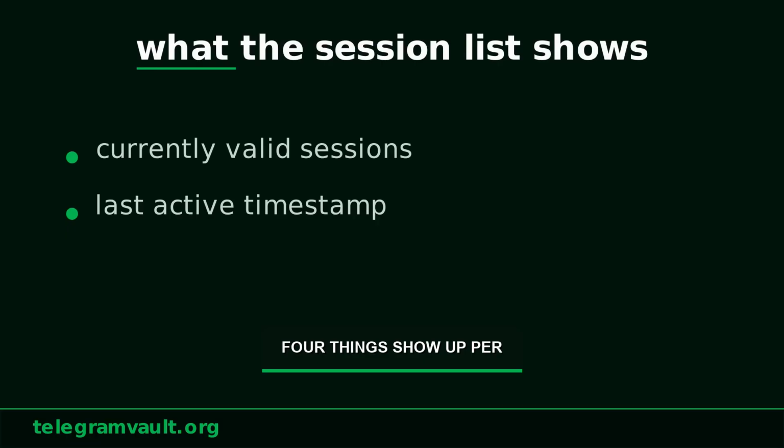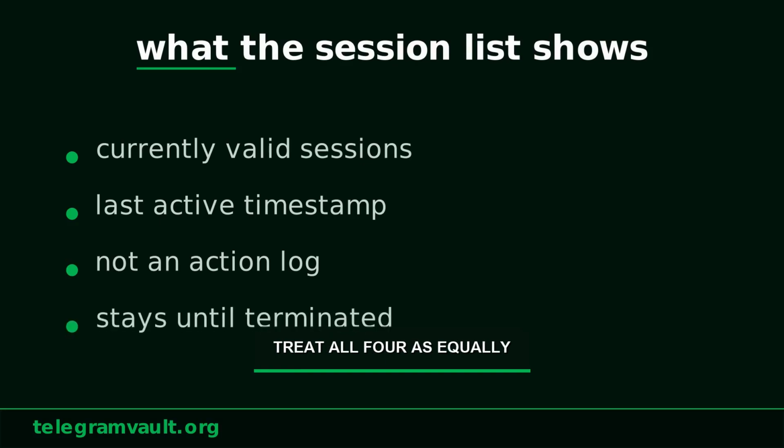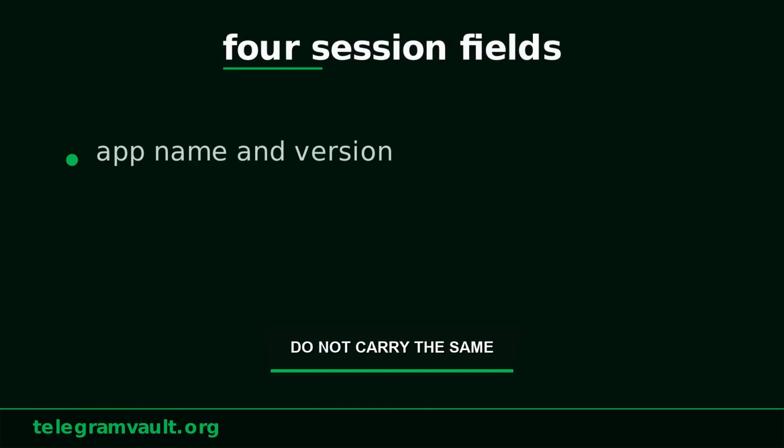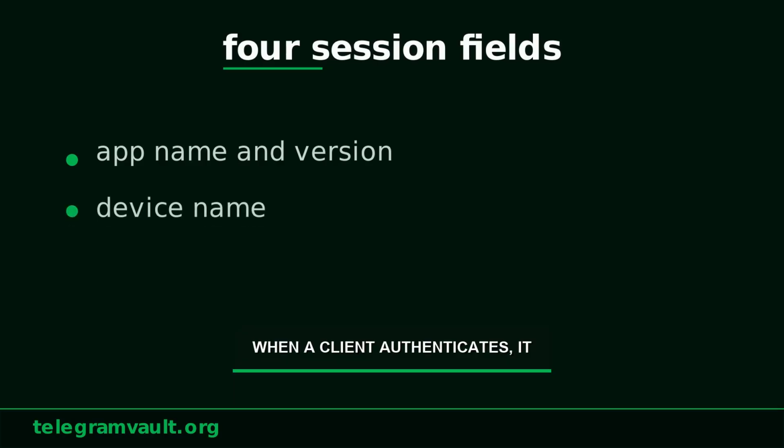Four things show up per session: app name and version, device name, IP address, and an approximate location. People tend to treat all four as equally solid evidence, and that is where most of the confusion starts, because these four fields do not come from the same place and they do not carry the same weight. App name, version, and device name are self-reported. When a client authenticates, it sends a string describing itself, and Telegram just displays that string back to you.